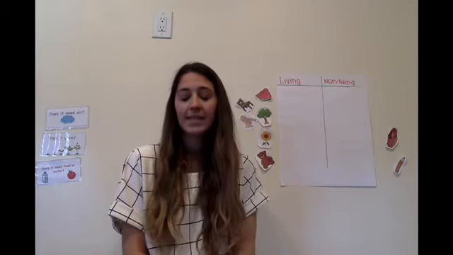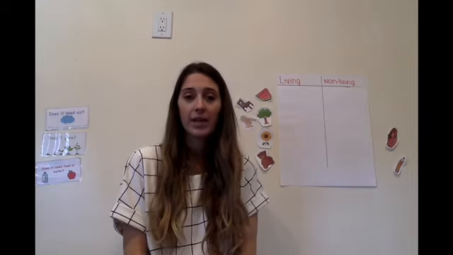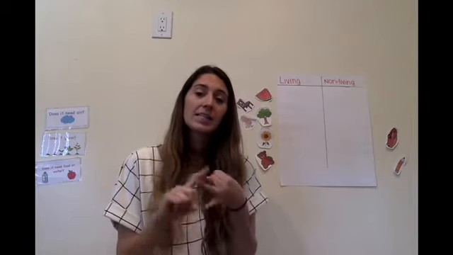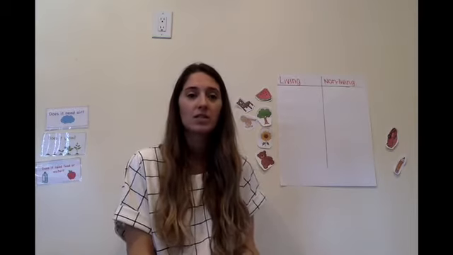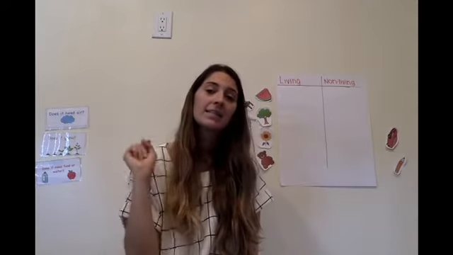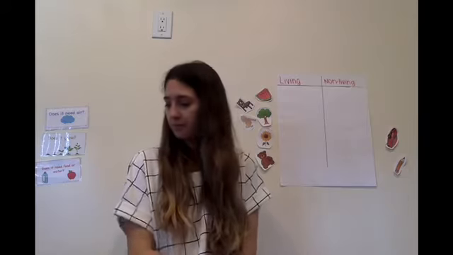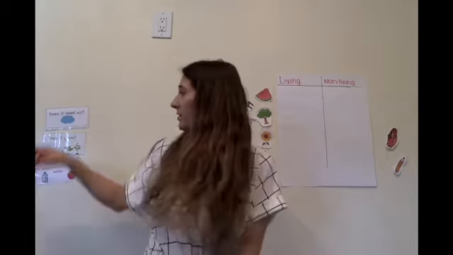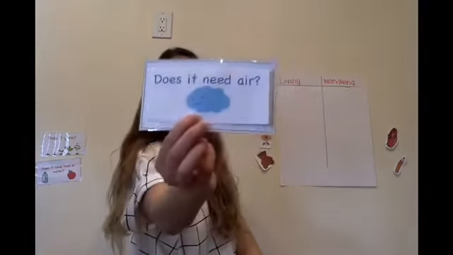Scientists ask three important questions when they're trying to figure out if something is living or non-living. They ask themselves, does it need air? Does it need food or water? And can it grow? Can everyone repeat those questions? Does it need air? Does it need food or water? And can it grow? Awesome job. So now that we know how we're going to sort the objects, let's ask ourselves these questions and figure out if it's living or non-living. So again, does it need air?